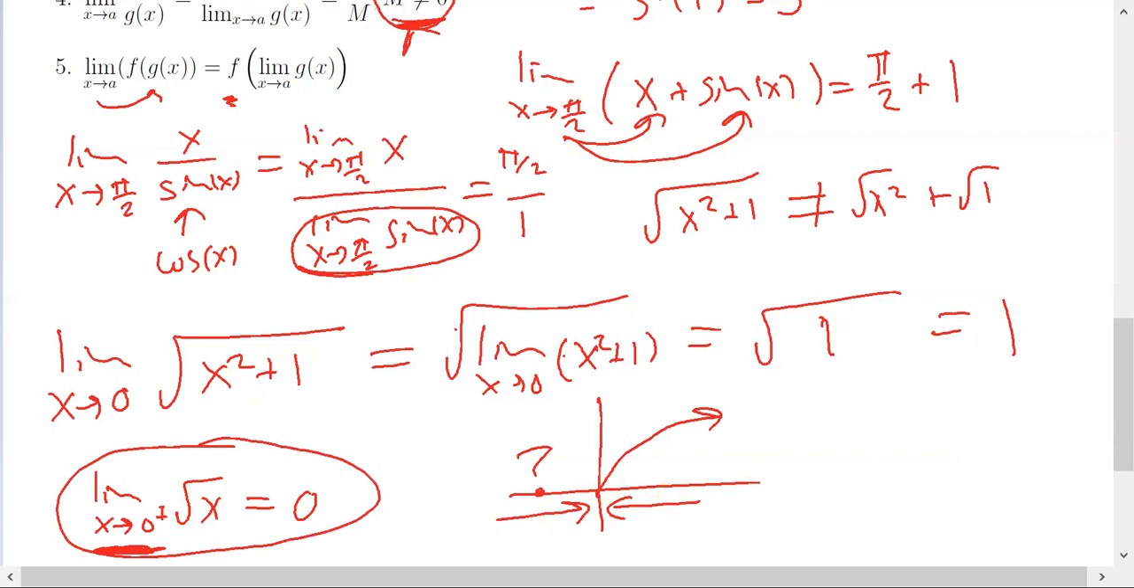But that gives us a quick way to evaluate a whole lot of limits. Essentially, we're just plugging in the value that we're approaching.